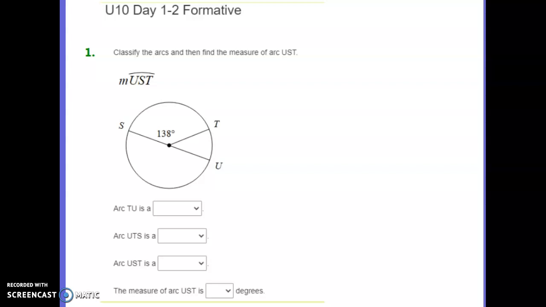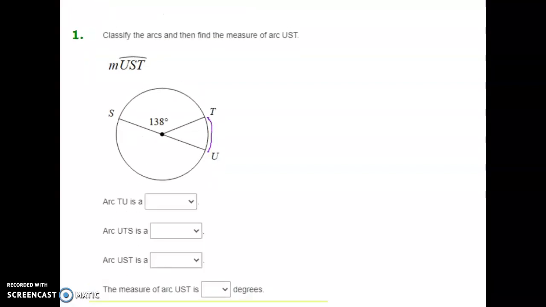Okay, geometry, you've got a Unit 10 formative assessment. It says to go ahead and classify the arcs and then find the measure of arc UST. Well, to classify means what type of arc it is. So arc TU, it's got two letters, so that is hands down going to be a minor arc.